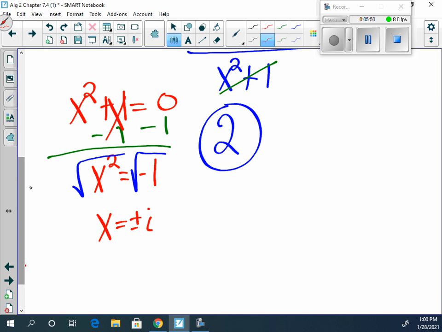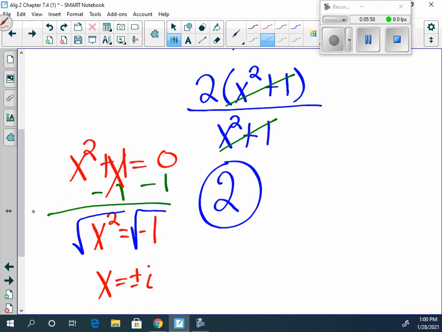So is there a value of x that would make this 0? Well, no, not a real value, because we have i. So that means we don't have any restrictions because there's no real values of x that will make this equal 0. So the answer is 2. That's it. Questions on this here?